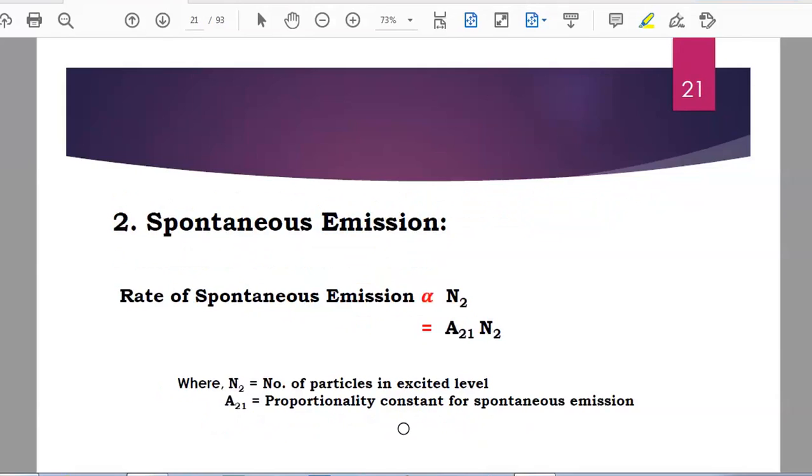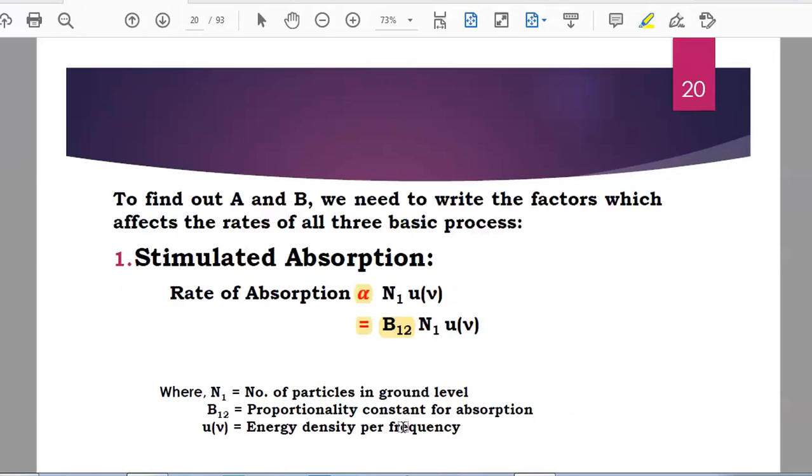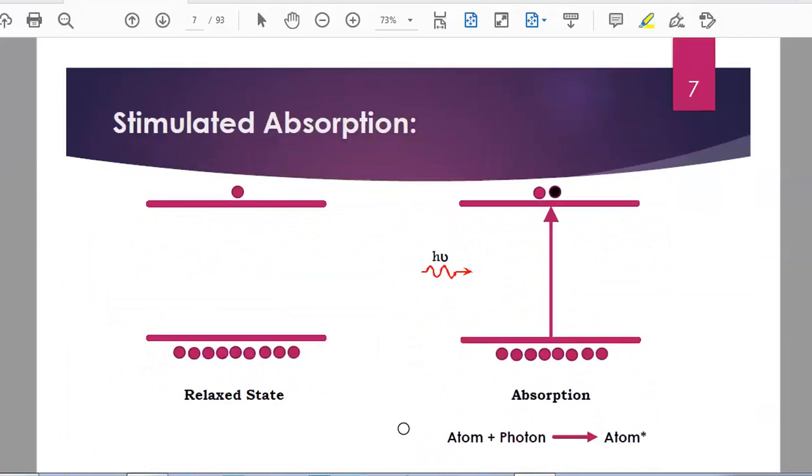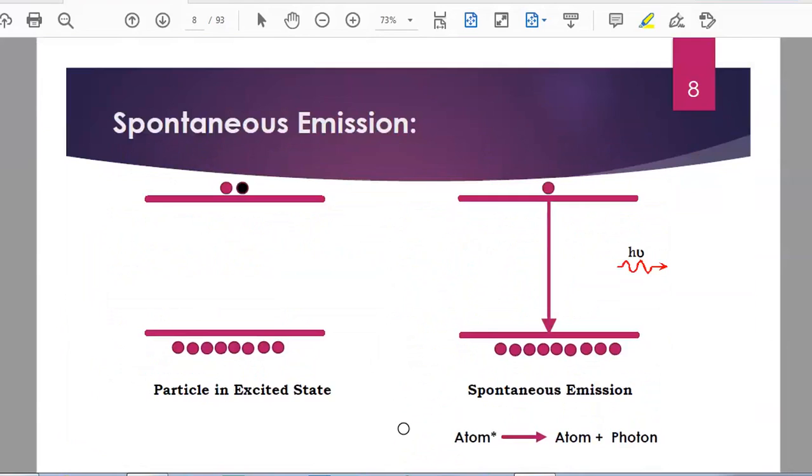Coming to the next process, that is the spontaneous one. Here again, you see the spontaneous emission process depends only on one factor, that is the number of particles. Let me go to the earlier slide. Here it is, right? In the first diagram, we have already considered the case where the particle is already excited because of the first process. This dot represents the atom in the excited state.